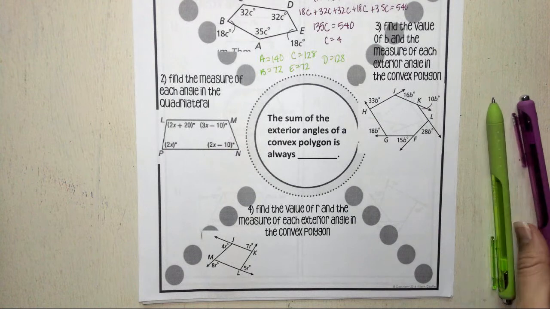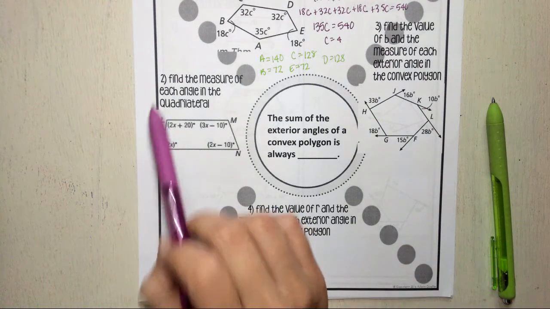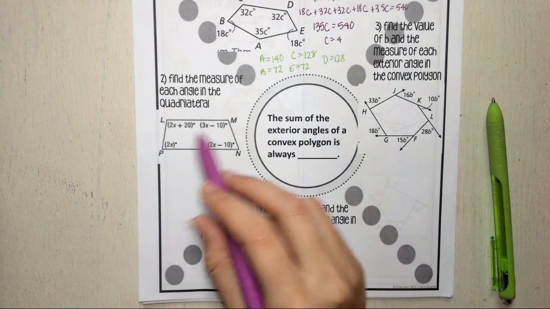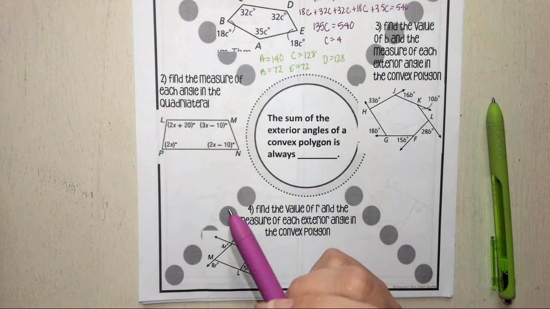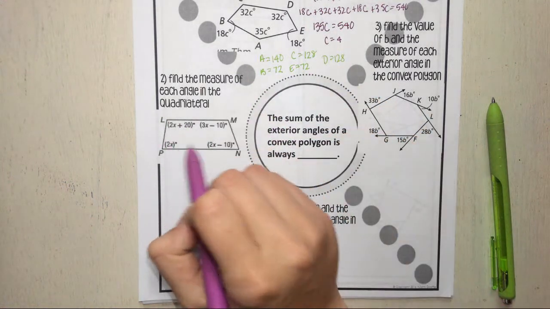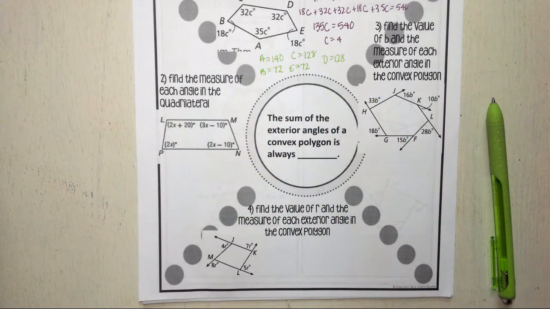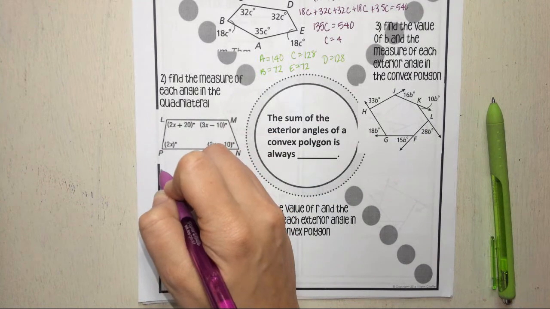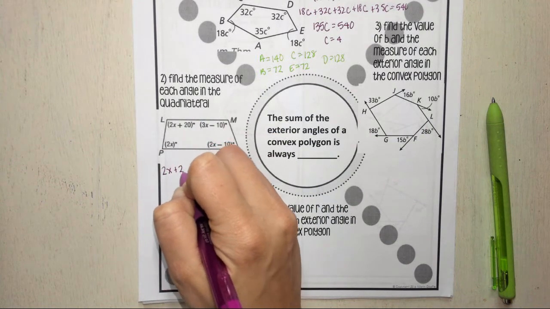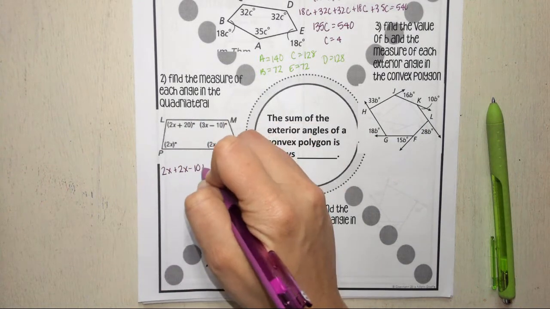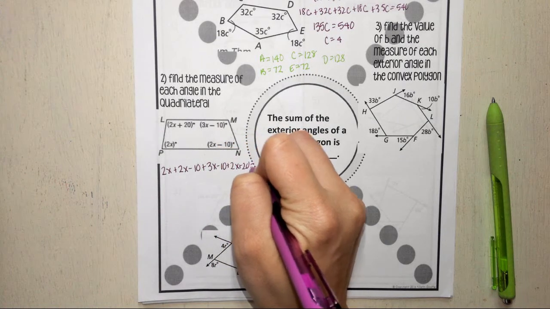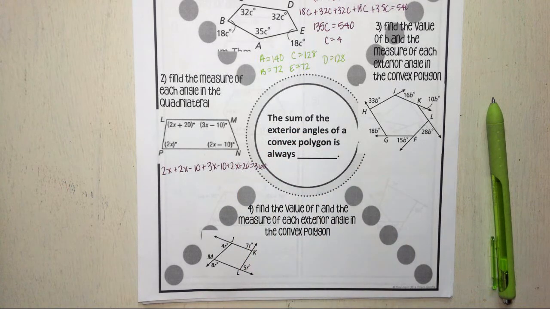Alright, if you're ready, and you don't need to pause, number 2. Find the measure of each angle in the quadrilateral. Now, we know that the sum of the interior angles of a quadrilateral is 360 degrees, so we're going to add all these up and set it equal to 360. So we're going to do 2x plus 2x minus 10 plus 3x minus 10 plus 2x plus 20 equals 360.